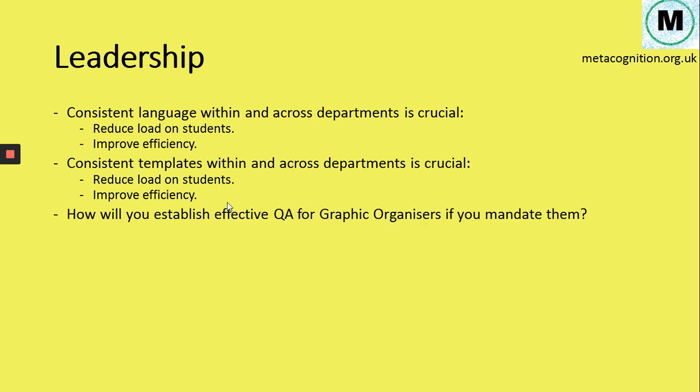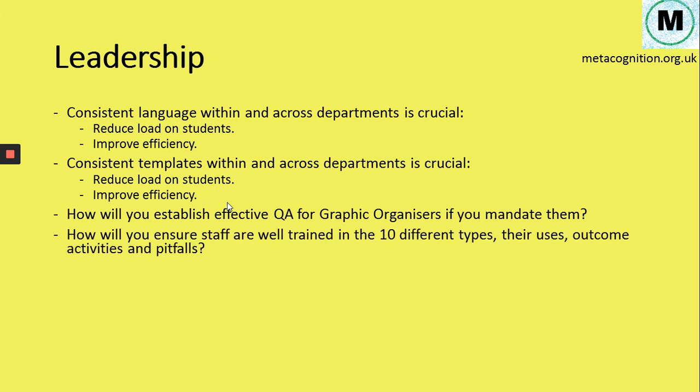Now, if you're mandating graphic organisers, if you're saying staff, you need to be using them, you're going to need to establish some level of effective quality assurance for this, obviously. It is difficult and it may be done through observation, but more likely book scrutiny. And probably the key thing here is ensuring that the staff are well trained in the 10 different types. Most of the difficulties you will find is where staff don't know the 10 different types, or the type of thinking they're stimulating, or even the type of activities they can do with them.